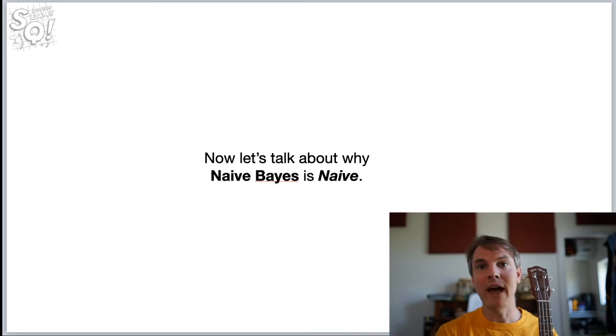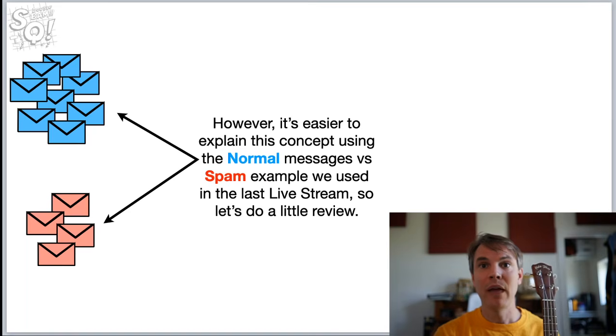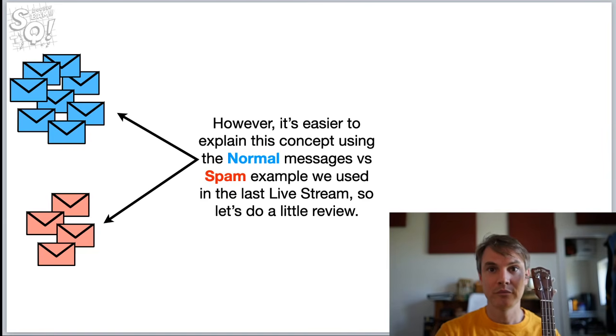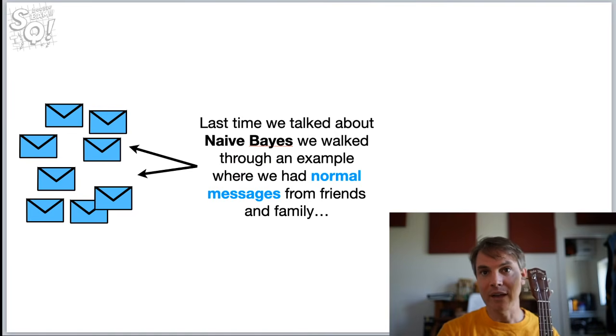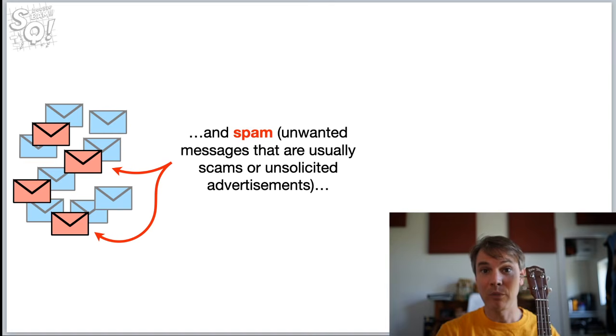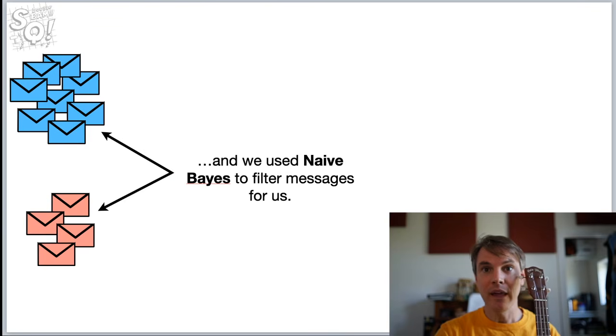We're going to talk about why naive Bayes is naive. However, it's easier to explain this concept using the normal messages versus spam example that we used in the last live stream. So let's do a little review. Last time we talked about naive Bayes. We walked through an example where we had normal messages from friends and family and spam, unwanted messages that are usually scams or unsolicited advertisements. And we used naive Bayes to filter messages for us.